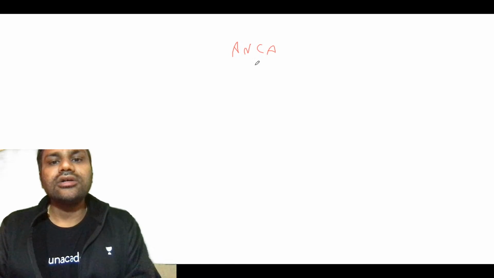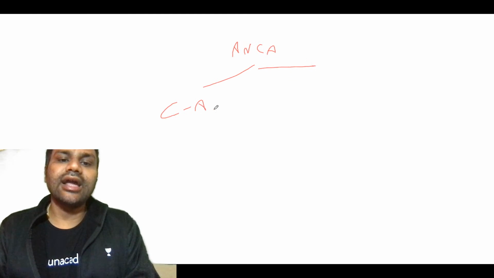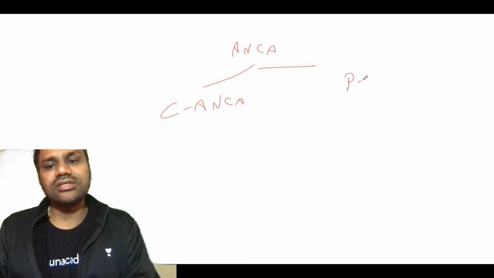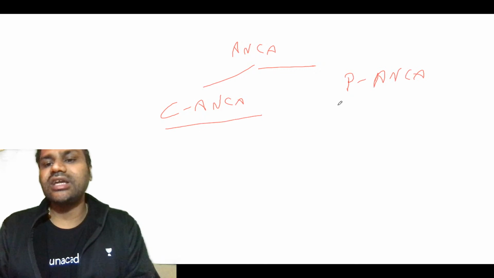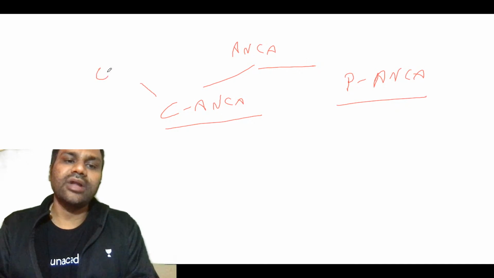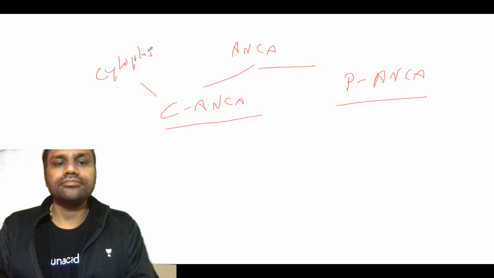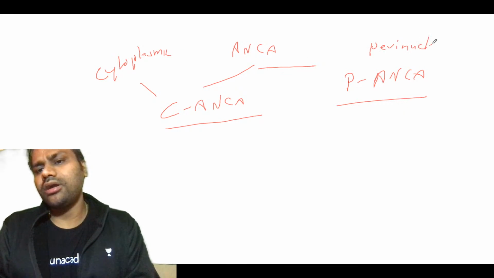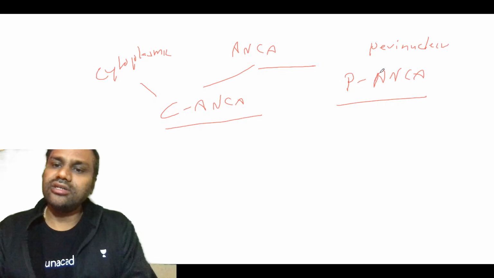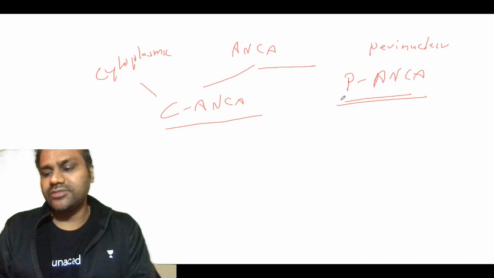So when I talk about ANCA, you need to know that there is C-ANCA and P-ANCA. This is another important thing. C-ANCA is cytoplasmic and P-ANCA is perinuclear, or some use nuclear also. So basically it is perinuclear.